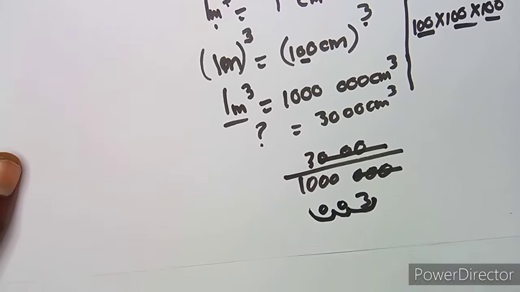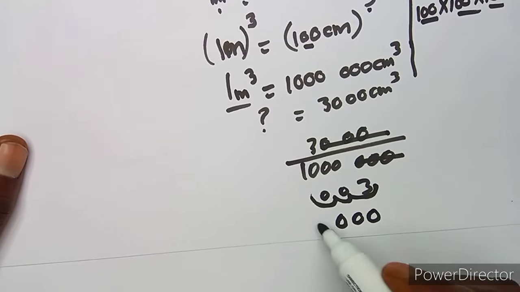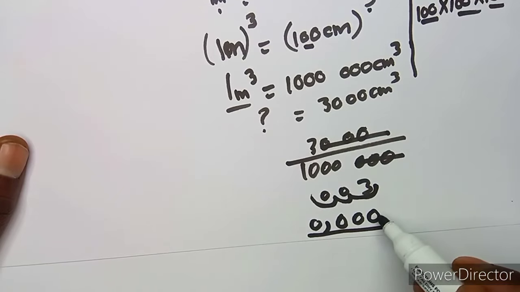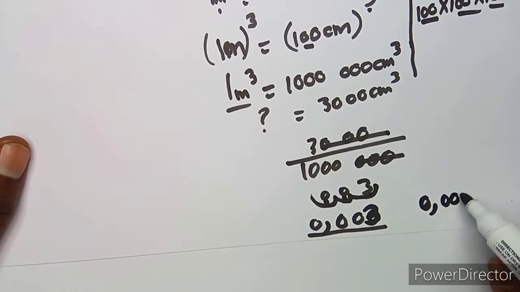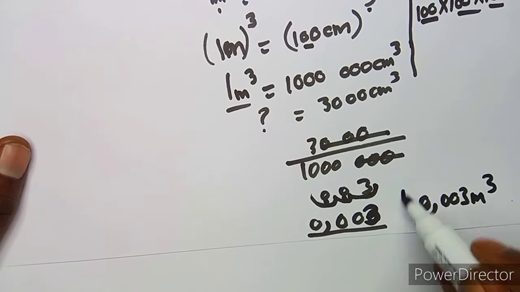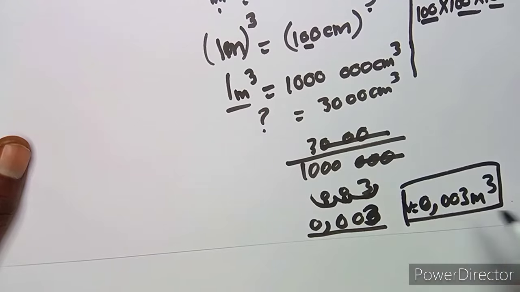So these are the groups where you're going to put your 0. So your answer is going to be 0,003. We put in these groups 1, 2, and there's a 3 there. So it's going to be 0,003 cubic meters as our volume. Remember, this is the volume.